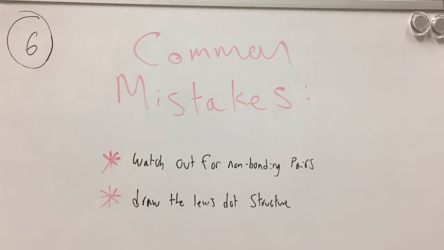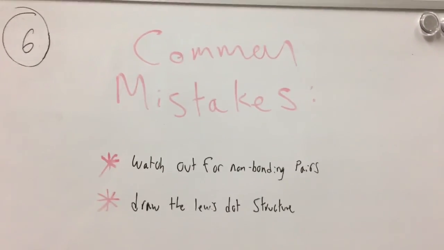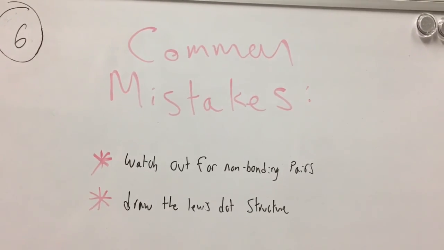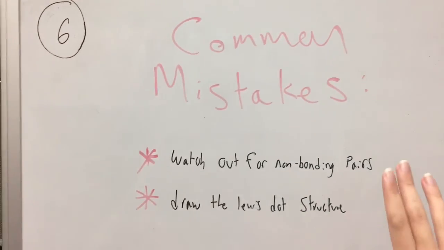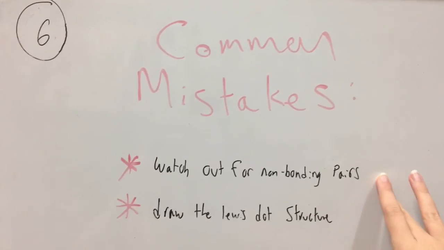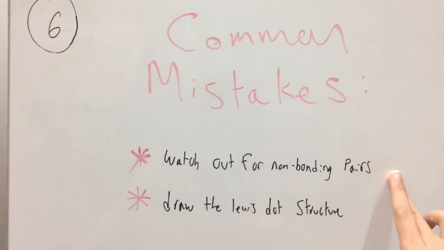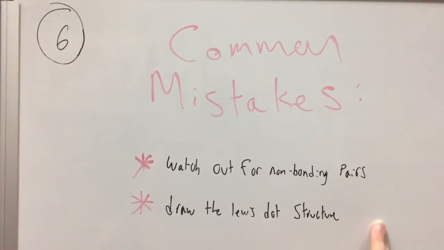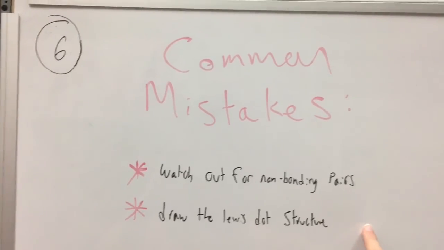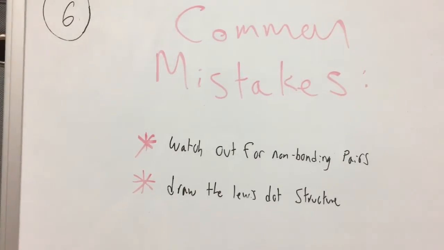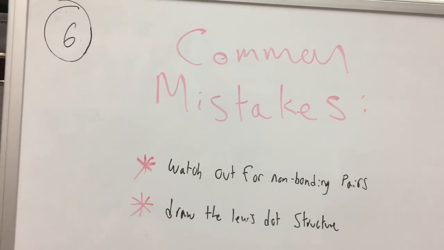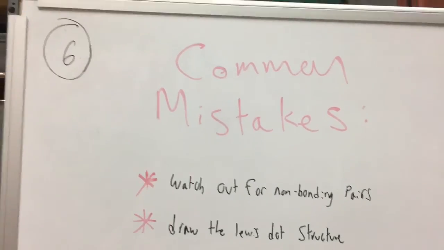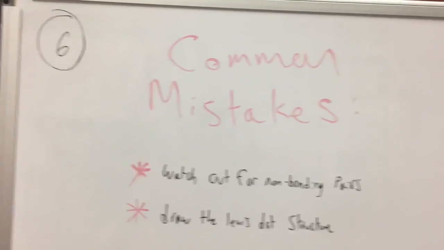Lastly, just a few common mistakes to watch out for. Be careful whenever you've gone on to looking at which ones are polar versus nonpolar, because you need to make sure that if there's non-bonding pairs, you treat it as a different domain. And also just be careful that you draw your Lewis dot structure, because without it, there's so many little mistakes that can happen with trying to figure out which one is polar and not. So just don't forget to draw it.